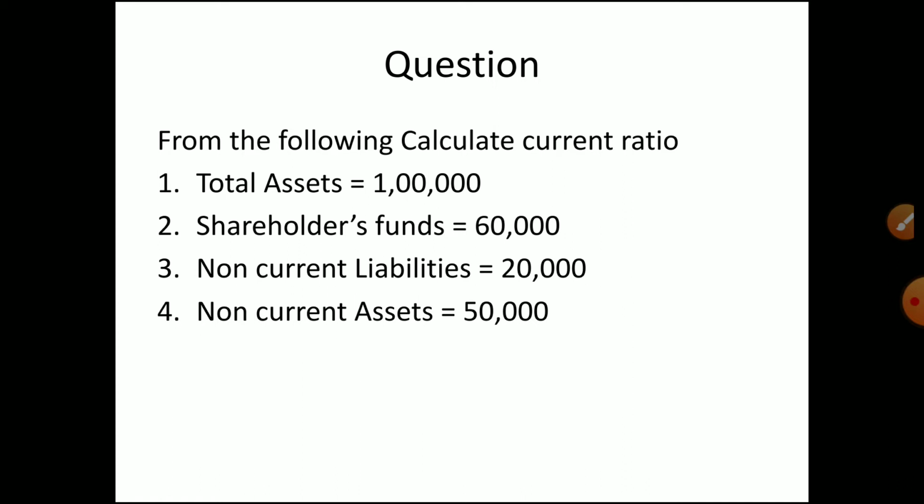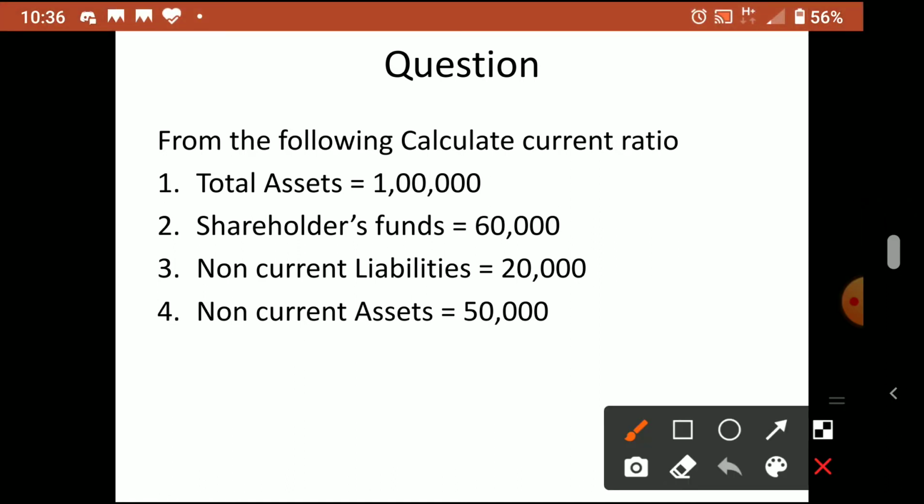So some other type of question we will also discuss, because questions will come in different ways. Sometimes direct items will not be there. Now you can check this question. For example, calculate current ratio is given. Total assets given, shareholders fund given, non-current liabilities, non-current assets. These four items are there. Now to calculate current ratio, actually we need what? Current assets and current liabilities. But these both items are not there in the question.